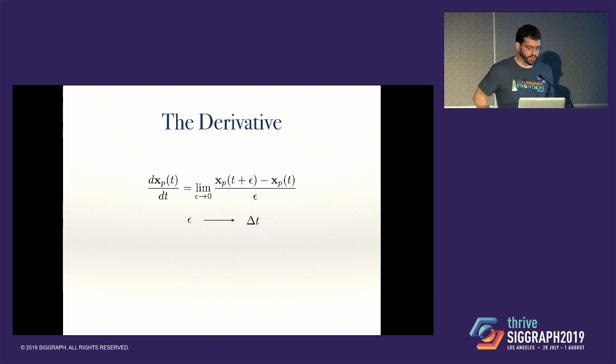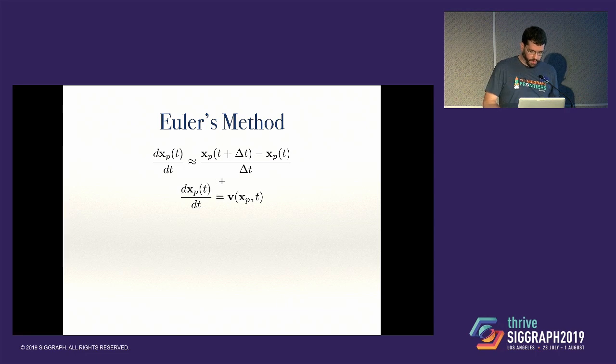Now in order to do this with a computer, we can't actually solve with a limit as epsilon goes to 0, so what we do is we set epsilon equal to some delta t, some small number. And we can rewrite this as the approximation to the derivative of x with respect to time is going to be what we see on the right-hand side. Now we do a little bit of rearranging, and we take into account that we know that the derivative with respect to time is equal to the velocity. This gives us that the right-hand side of the first equation is equal to the velocity.